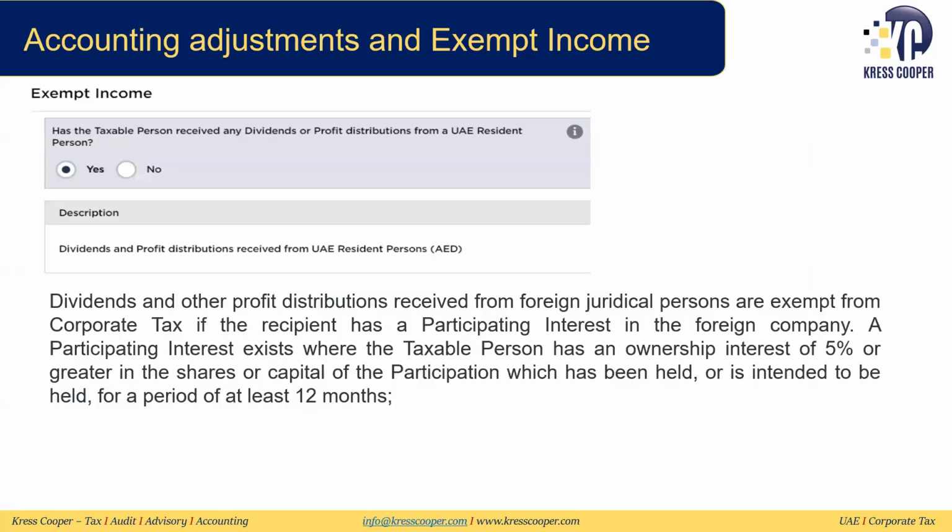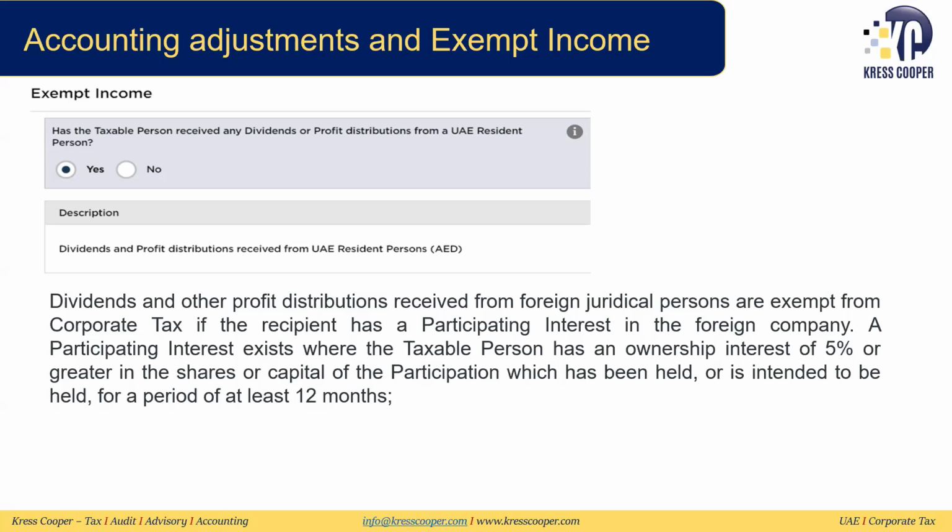Then it will ask you for exempt income. So now, we know that any dividend which we receive from a UAE resident person is unconditionally exempt. There is no condition for that and it is exempt from corporate tax. So here they're asking you if you have received any dividend or any profit distribution from a UAE resident person. If that is the case, we will be clicking yes. If you click yes, it will ask you what is the amount that you have received and you have to plug in that amount here.